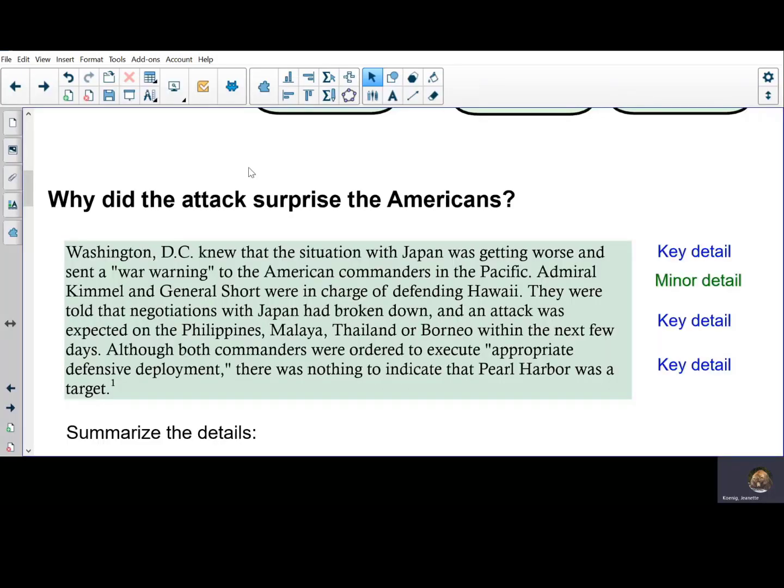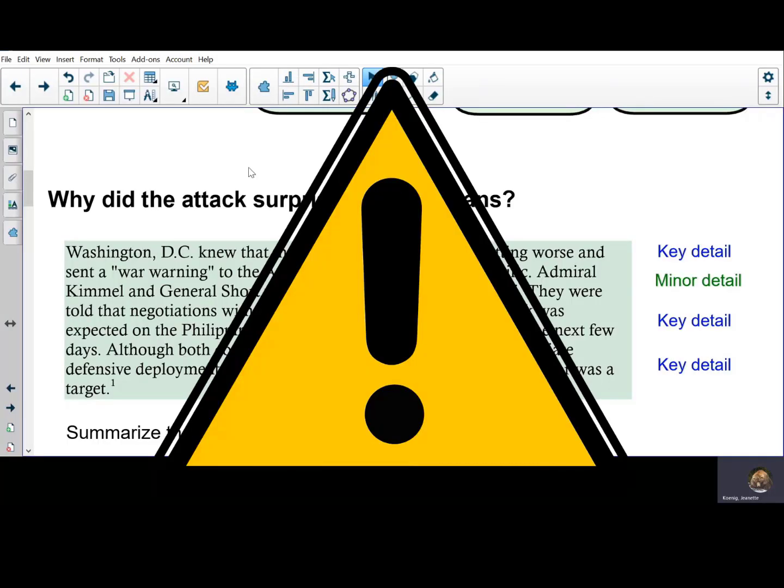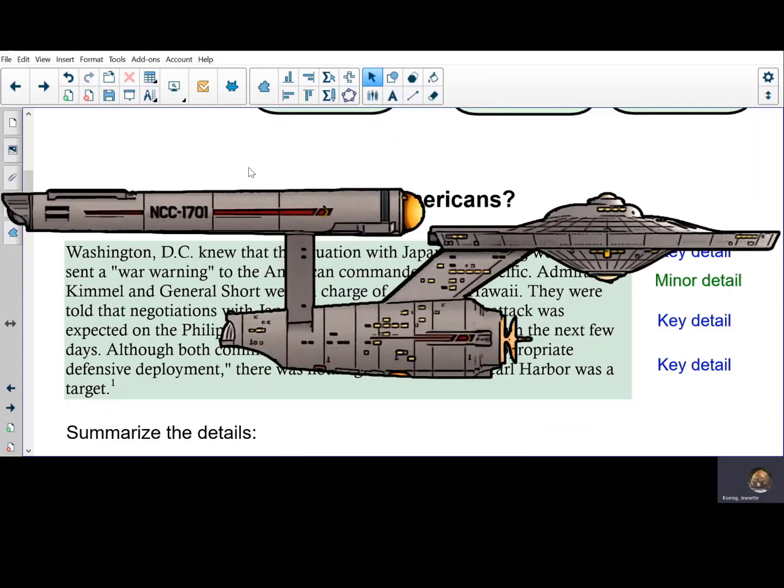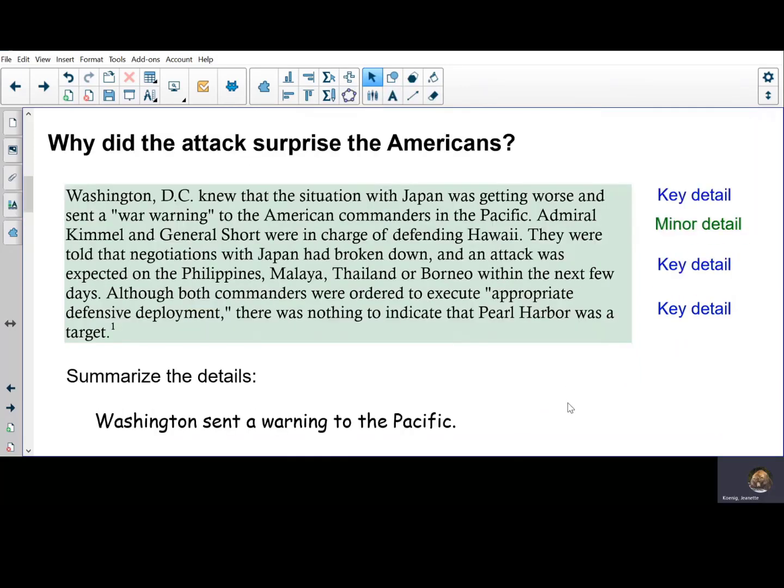Appropriate defensive deployment just means go to yellow alert, not red alert. And if you don't know what that means, go watch Star Trek. Is that my homework? Yes, that is your homework.